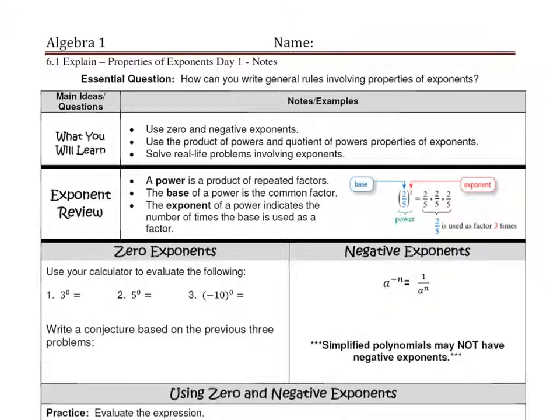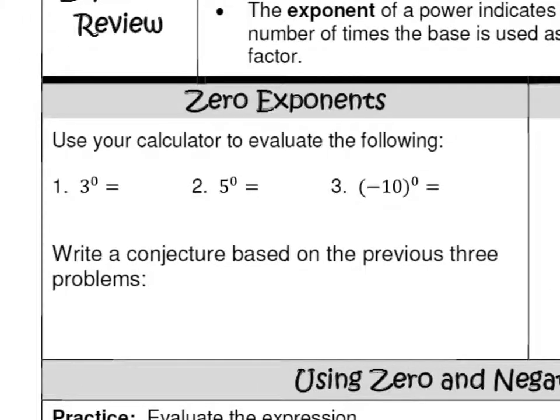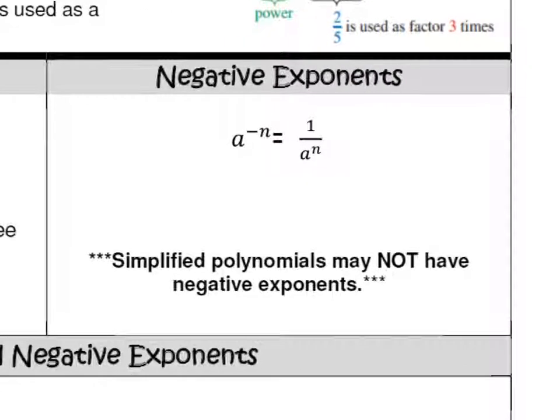The first one is what to do when you have either a letter or a number that's been raised to the power of 0. So if we look here at our 0 exponents, the rule to know is anything raised to the power of 0 equals 1. So 3 raised to the power of 0 is 1. 5 raised to the power of 0 is 1. Negative 10 raised to the power of 0 is 1. Really simple. If you see something raised to the power of 0, you're in business. It's 1.